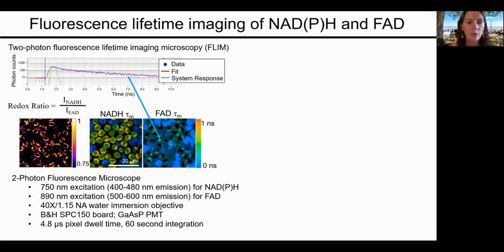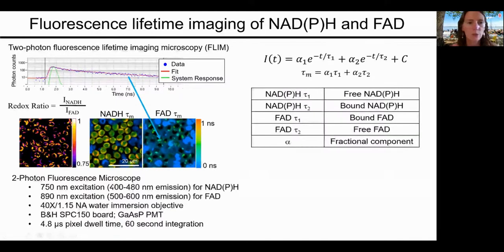So as I mentioned before, we're using 2-photon microscopy, and we're using time-correlated single photon counting. So we're building up this decay curve for each pixel in the image, and then we fit this decay curve to a 2 exponential model because we're looking at both the free and bound forms of NADH and FAD. We also have this instrument response function that we first deconvolve with the measured values to obtain our decay curves.